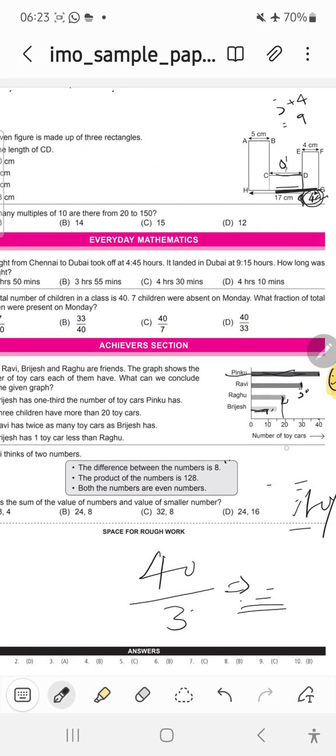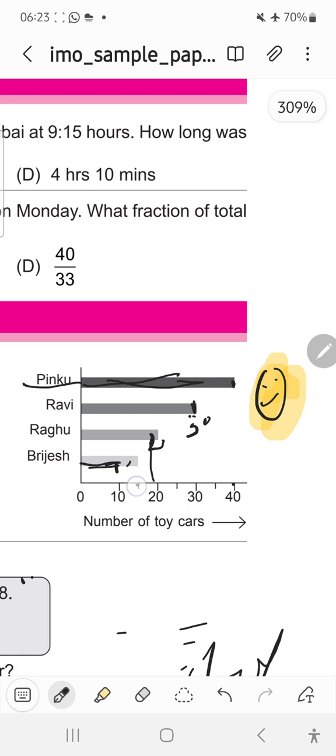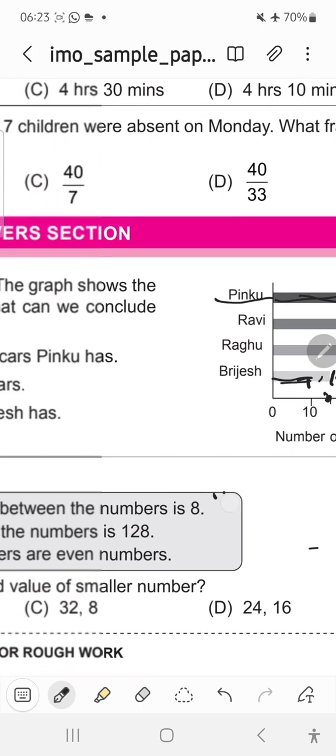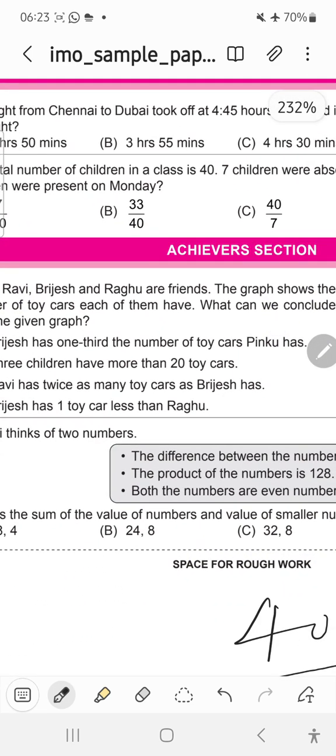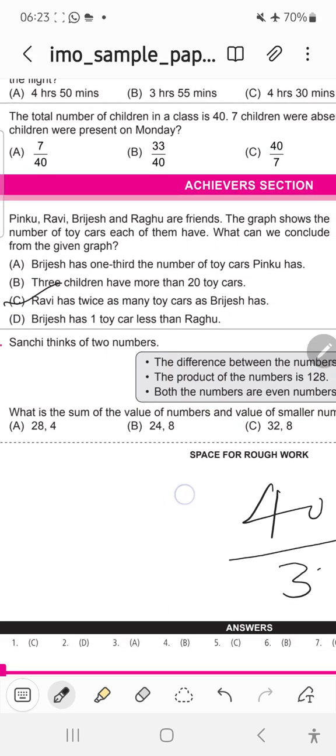Brajesh has around... Okay, sorry, my dear children. This is 15. Brajesh has 15 cars and Ravi has 30 cars. So we should go with option C, because Ravi has twice the cars of Brajesh.